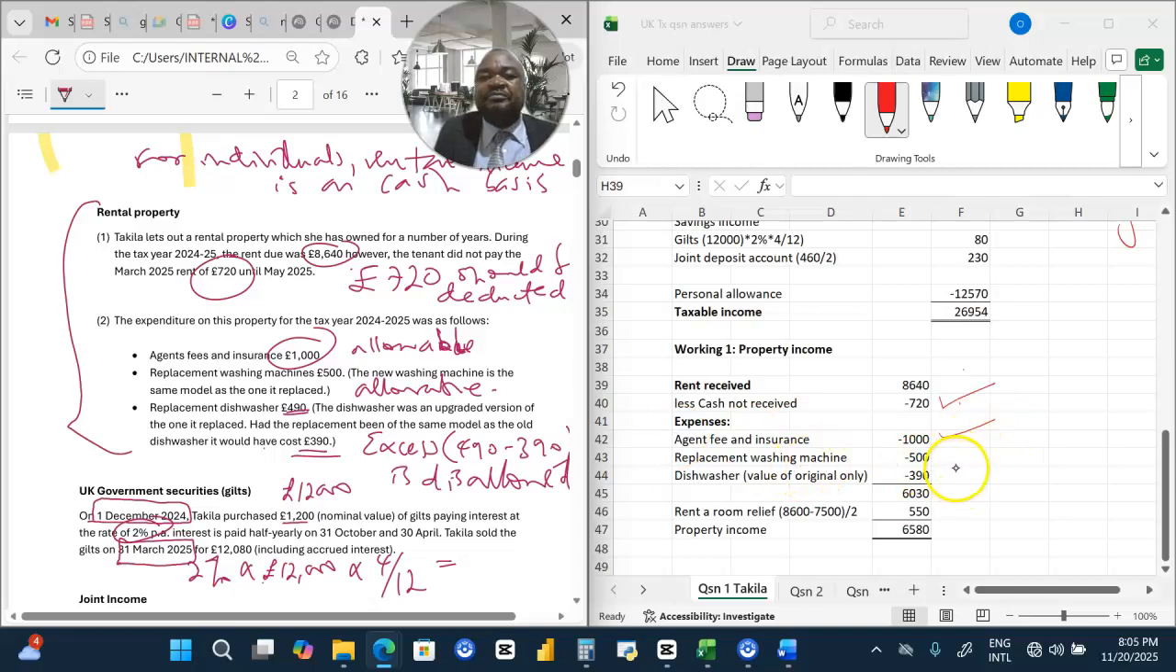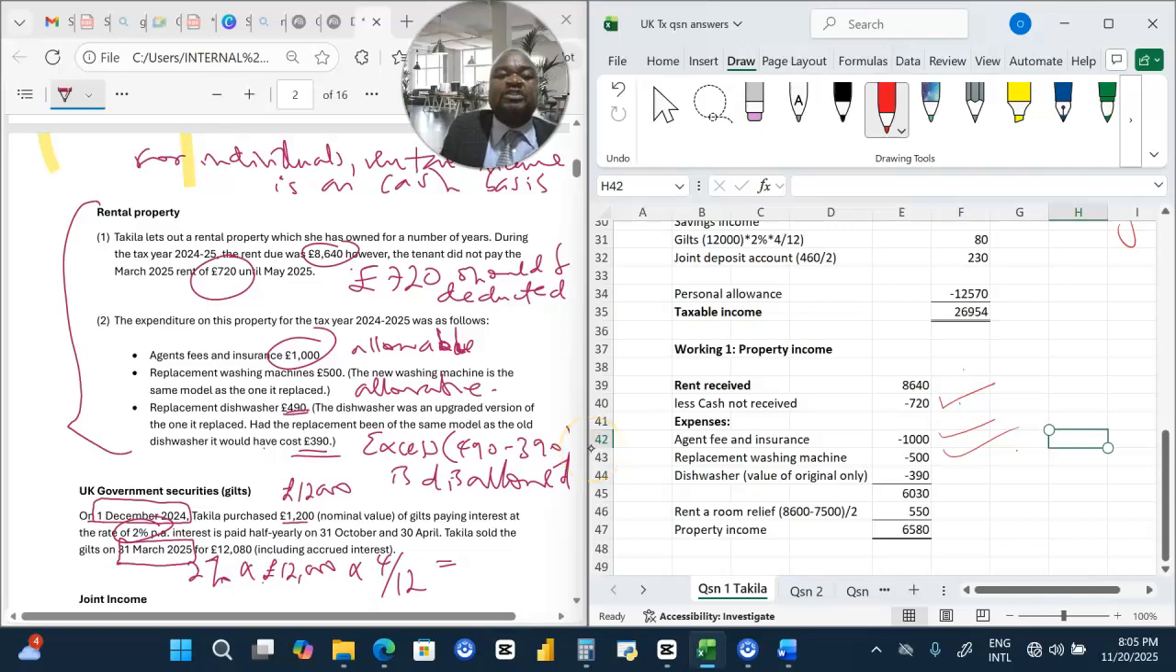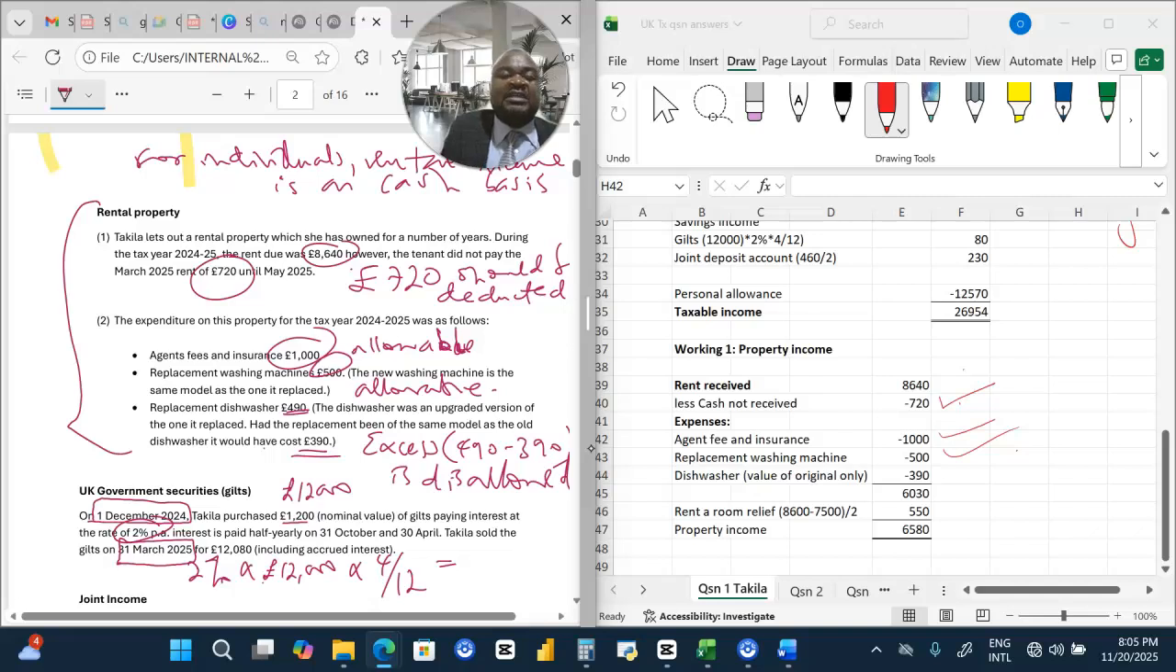Then a replacement washing machine, we reduce the 500. Why 500? Because the replacement was the same as the old one, which was replaced. The new machine was worth 500 pounds, the same as the old one, which was replaced. So that expense is allowable.